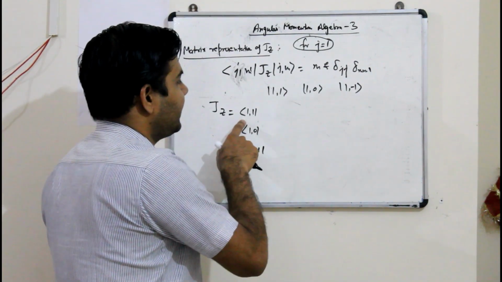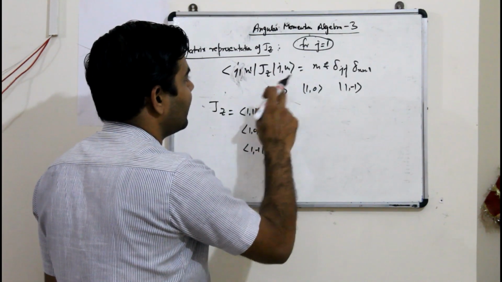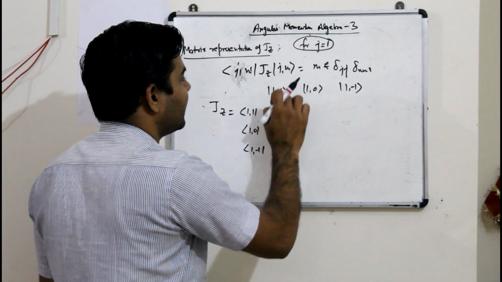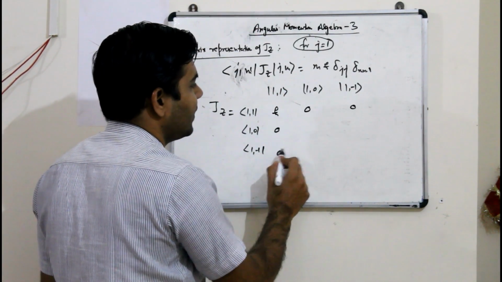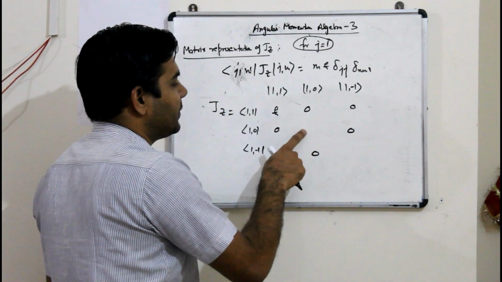So this element, ⟨1,1|Jz|1,1⟩, 1 1 on the left, 1 1 on the right, will give me delta 1 1, delta 1 1, and since m is equal to 1 on the right hand side, this will give me ħ. All the off-diagonal terms would be 0.